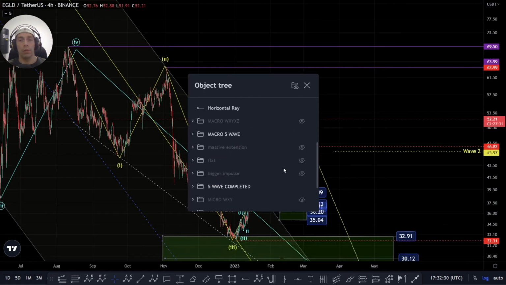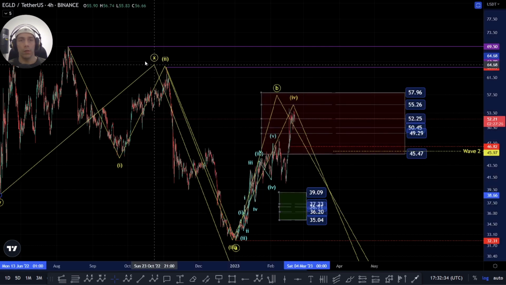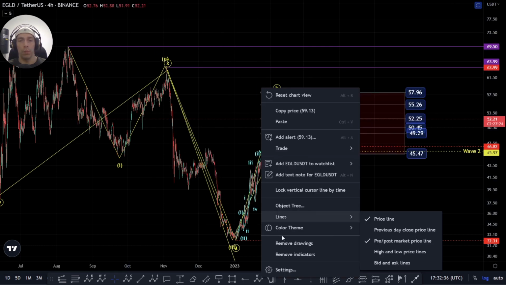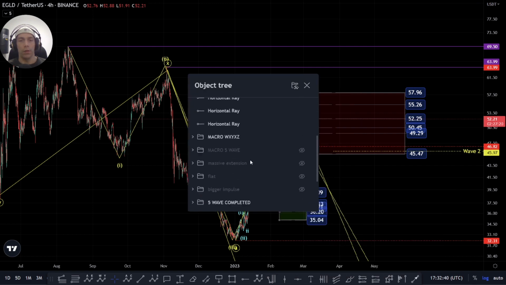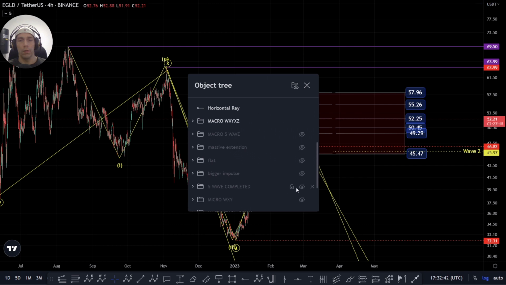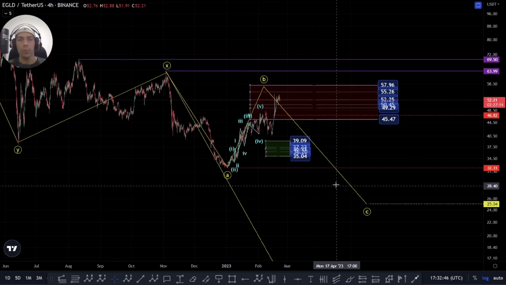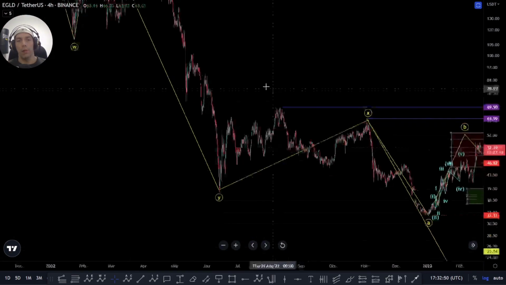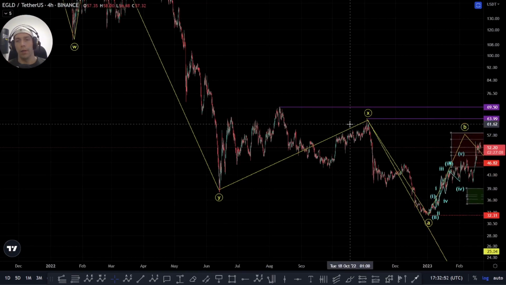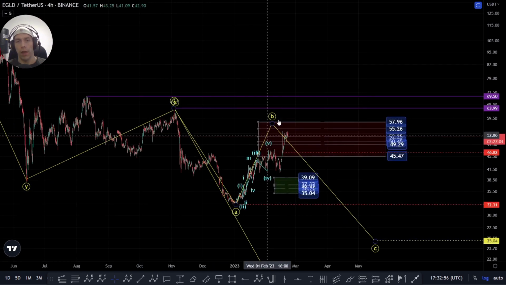The alternative is looking at this move rather as a WXYXZ. Hold on one second, let me remove this other count. Where's it gone? There we go. Where we look at this as basically a connector wave, where this is a W and X. We come down into here as a Y. This is another X wave. And then we could look for this continuation in an A, a B, and a C.